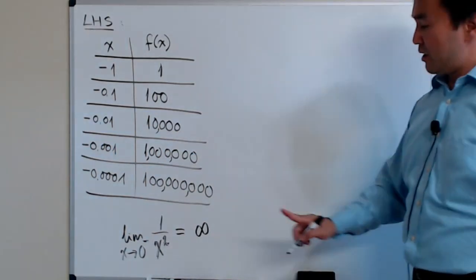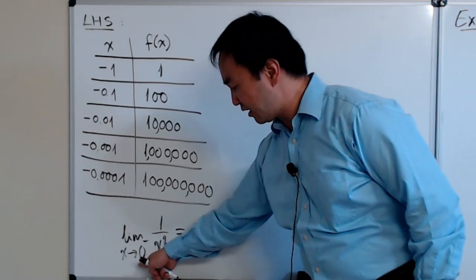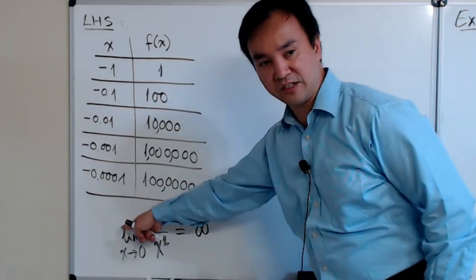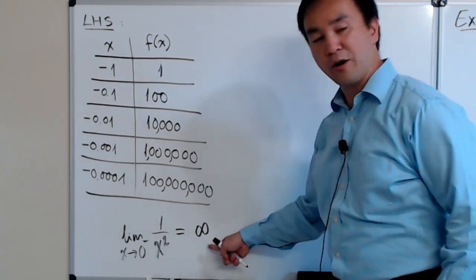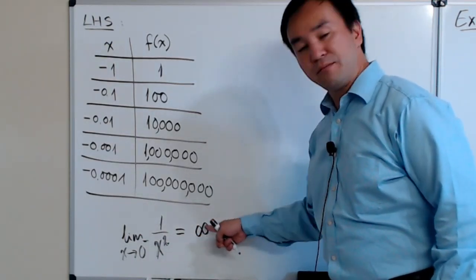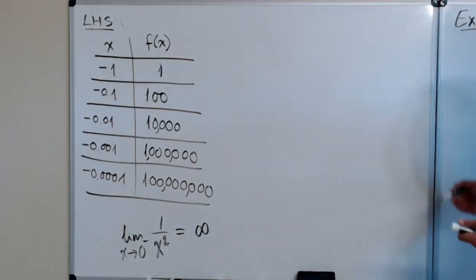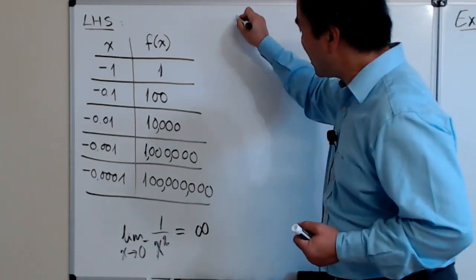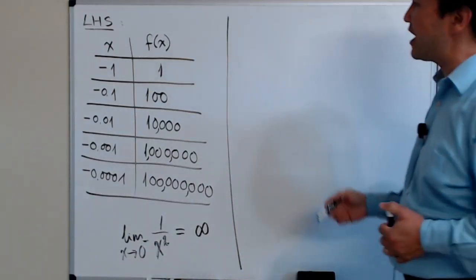My statement here is as x was getting close to 0 from the left hand side, our function value 1 over x squared approaches, getting big and going to that limit being positive infinity. Once we're done with the left hand side limits, we also need to find out the right hand side limit.